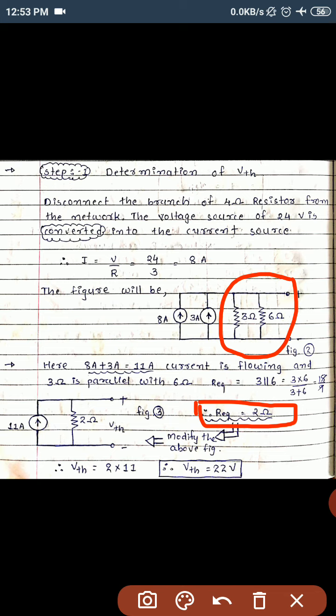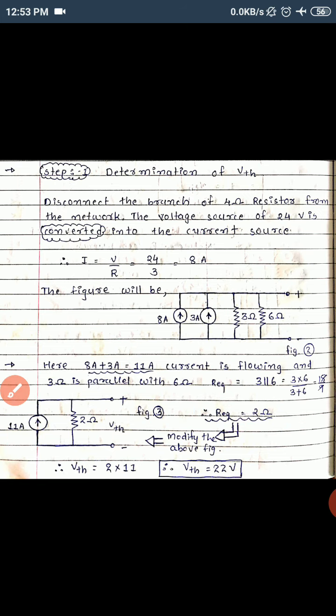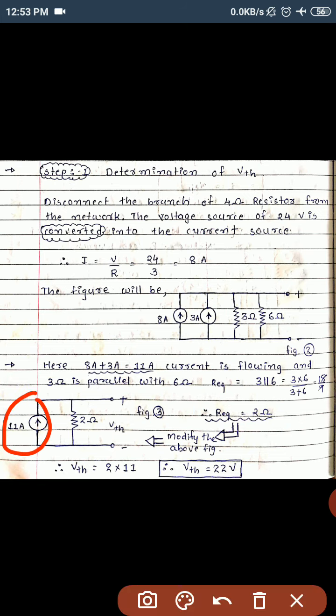If we modify the network, we put the 11 ampere in parallel with these 2 ohm resistor, so we get the new figure like this. From this figure we calculate the value of VTH. So V equals I R as per Ohm's law. The value of I is 11 ampere and the value of R is 2 ohm. So open circuit voltage VTH equals 2 into 11, that is 22 volt.